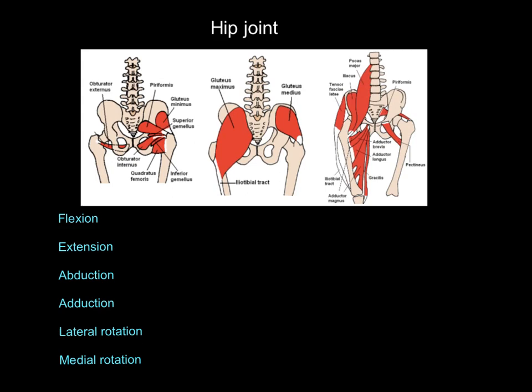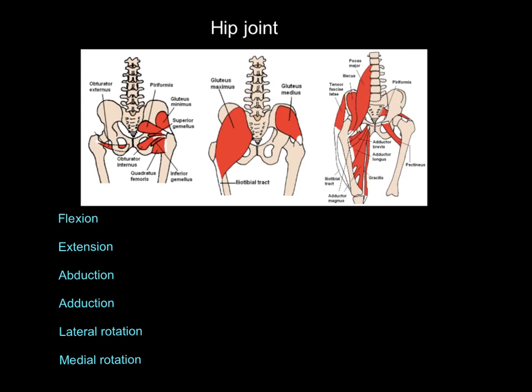As you'd expect, a lot of them are very similar to, or exactly the same as the shoulder joint, because it is the same type of joint, ball and socket. So we've got flexion, extension, abduction, adduction, lateral rotation and medial rotation. The only ones we haven't got are those horizontal abduction and adductions.